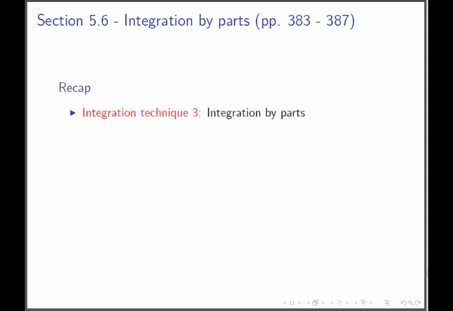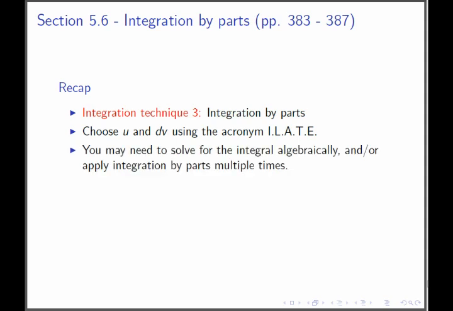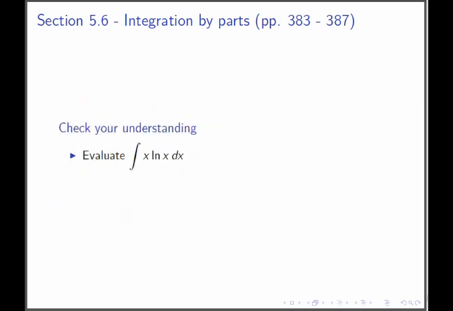To recap, we now have our third integration technique, and it's called integration by parts. We have to make a choice of a u and a dv, and we use the acronym ILATE to make these choices. Now, you may need to solve for the integral algebraically, and or apply the integration by parts multiple times. This is not uncommon. In the next video, we're going to come up with a few more integration techniques. But before we do so, you now have the tools to compute this antiderivative, so give it a go.